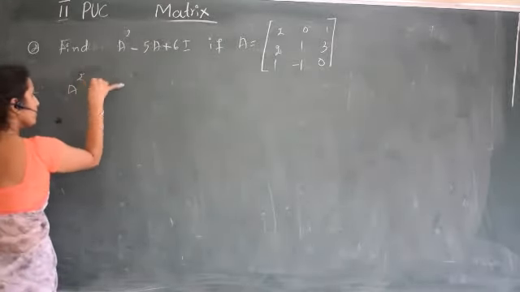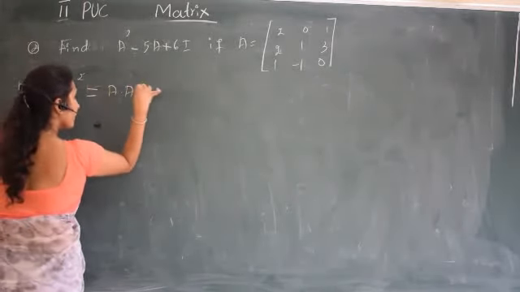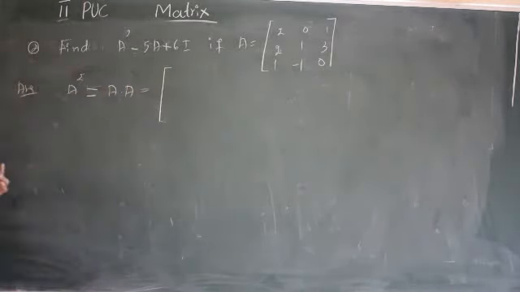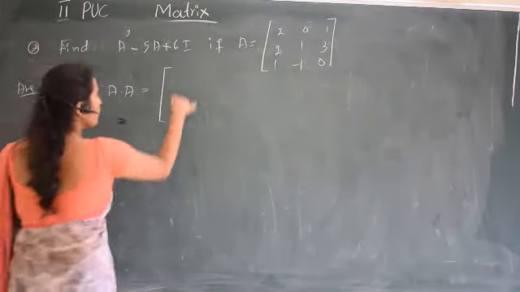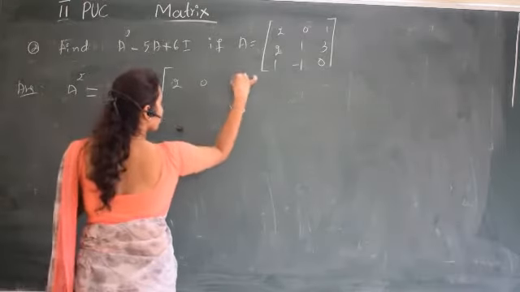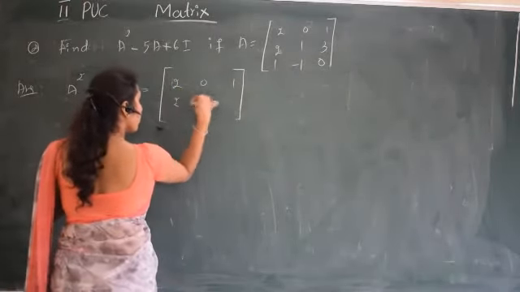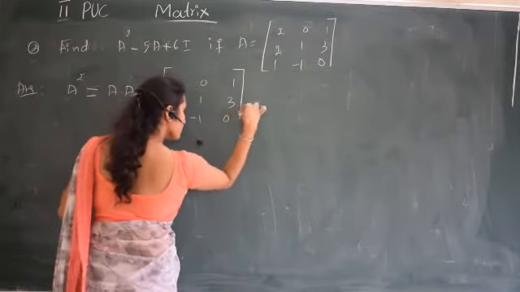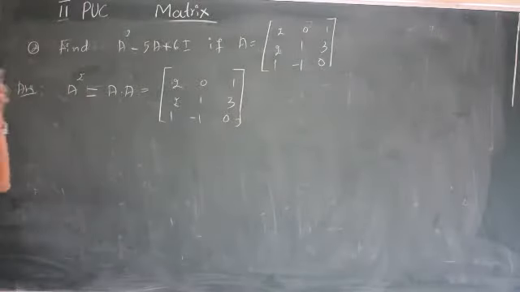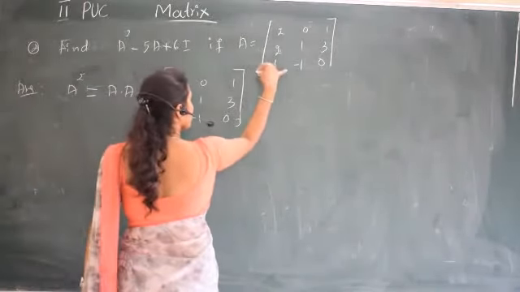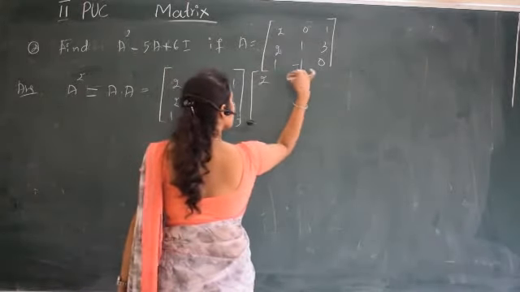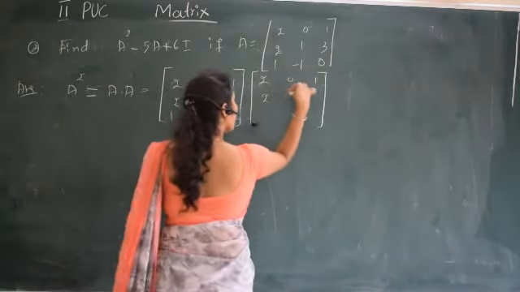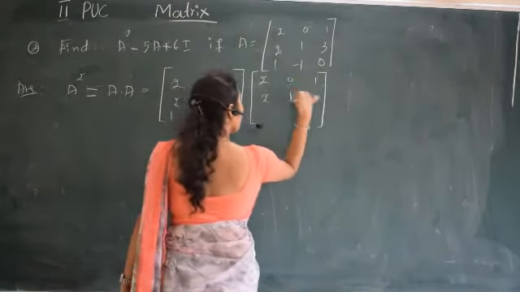A square will be equal to A into A. So we have to calculate A into A. A is given as the matrix with rows 2, 0, 1; 2, 1, 3; 1, minus 1, 0. This is one matrix. A into A, again A square is A into A, so again the same matrix: 2, 0, 1; 2, 1, 3; 1, minus 1, 0. So this is the matrix A square, A into A.